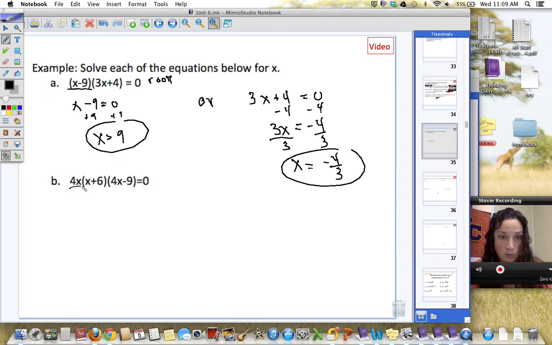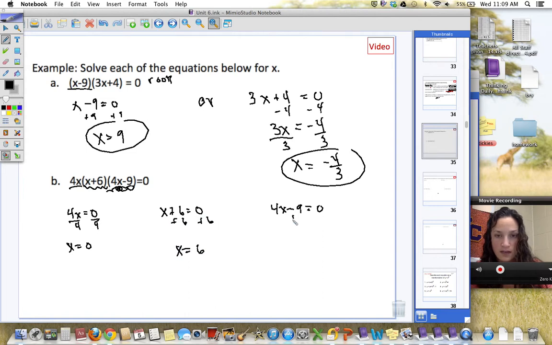Here there are three parts, 1, 2, 3. That first one is 4x is equal to 0. My second one is x plus 6 is equal to 0. And my last one is 4x minus 9 is equal to 0. Here I divide by 4, x can equal 0. I add 6, x can equal 6. And I add 9, 4x equals 9, divide by 4. x can equal 9/4. So this one has 3 roots, so this wouldn't be a quadratic anymore because this would have a factor of x to the 3rd power. But I just wanted to show you that however many roots there are, you set them equal to 0. That's all we're doing.